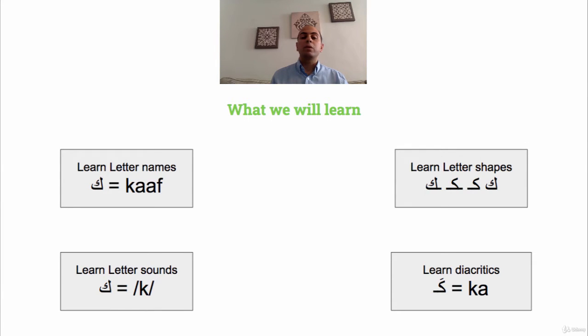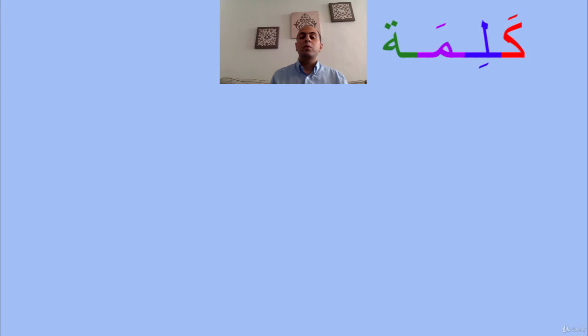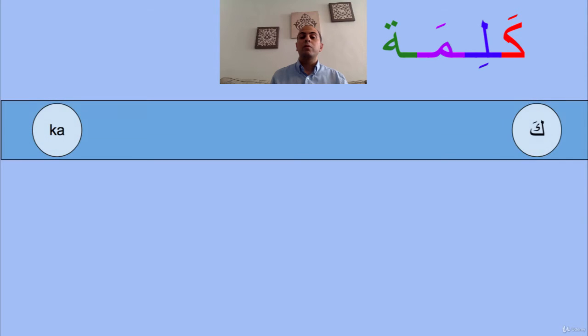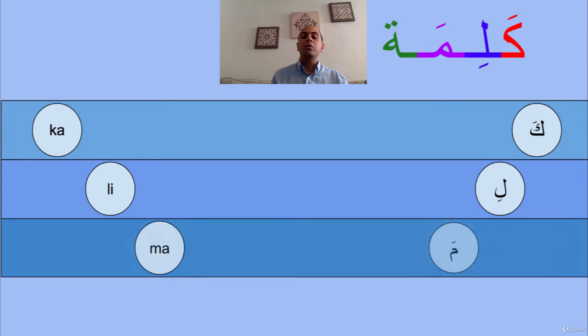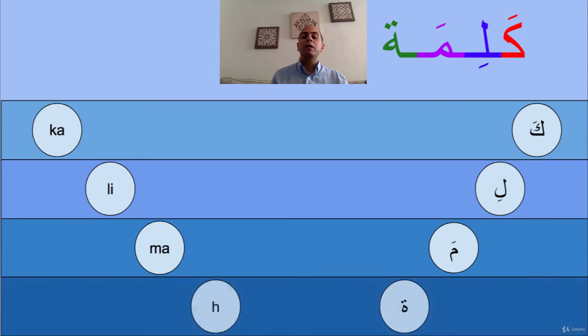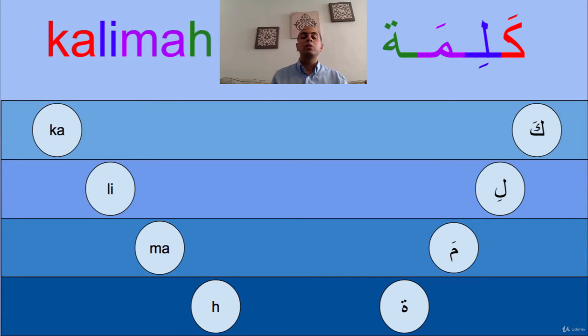So let's take an example here. This is an Arabic word that we don't know, so we will start analyzing it letter by letter. The first letter is kaf with fatha diacritic, which sounds as ka, and the second is lam with kasra diacritic, which makes it sound as li, and the third is mim with fatha, which sounds as ma, and the final is ta marbuta, which sounds as h. So putting it all together, it would be like ka li ma h, kalima, which means word in Arabic.